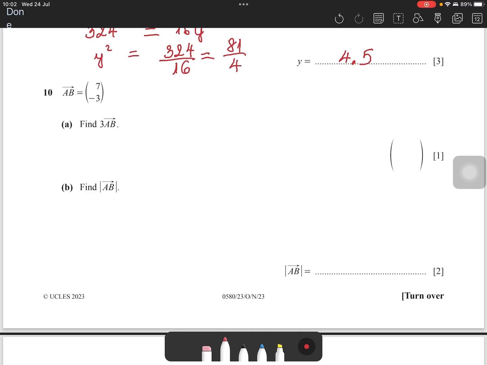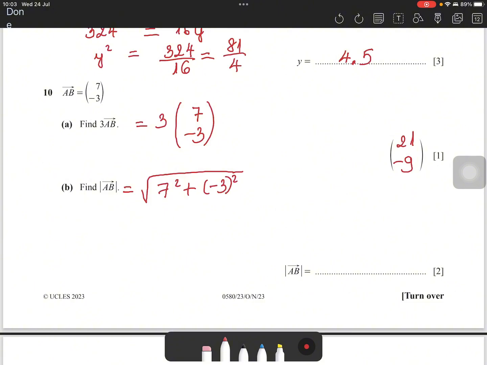Question 10. The vector AB is equal to 7, negative 3. A. Find 3 times the vector AB, which means 3 times 7, negative 3. 3 times 7 is 21. 3 times negative 3 is negative 9. Question B. Find the length of the vector AB. So this one is equal to the square root of 7 squared plus negative 3 squared. And the answer is 7.62.